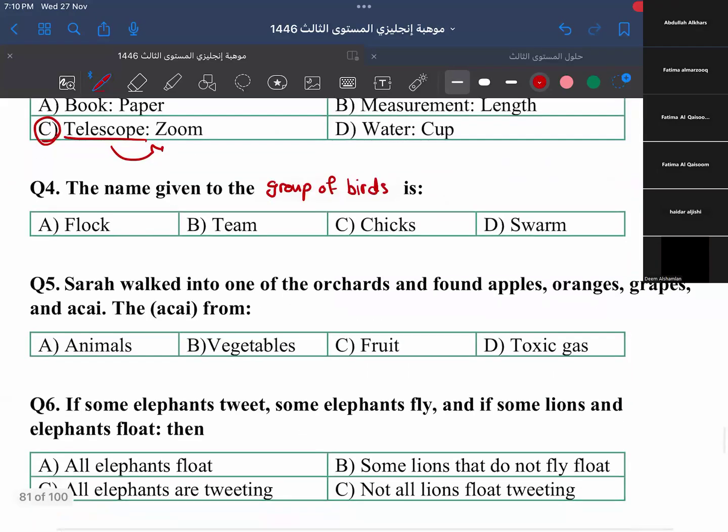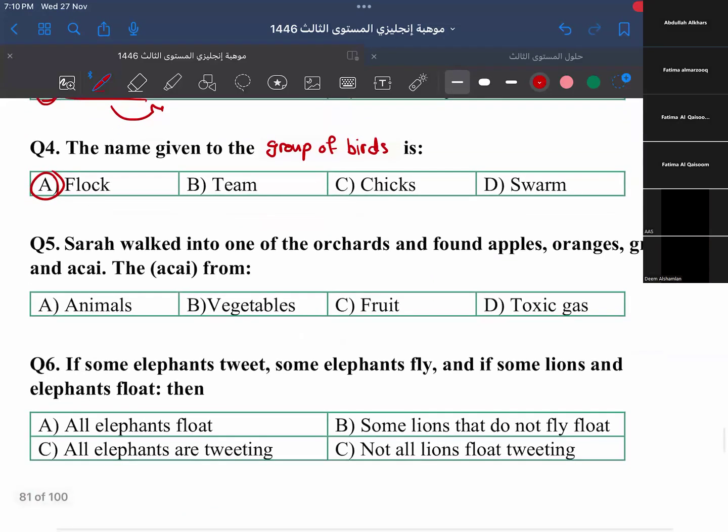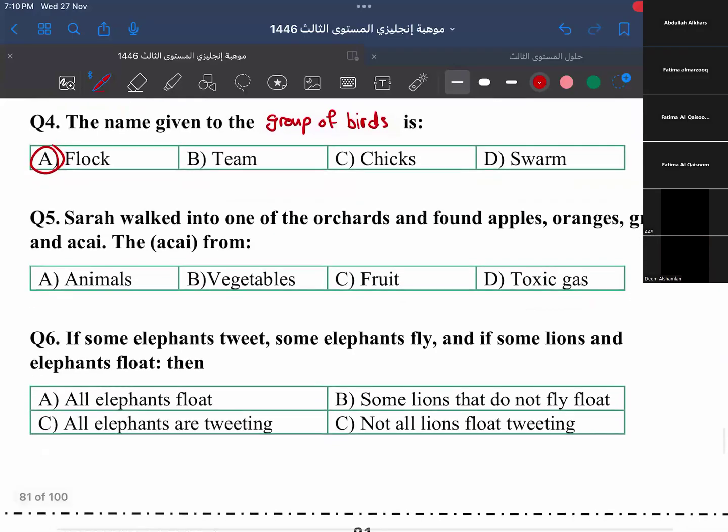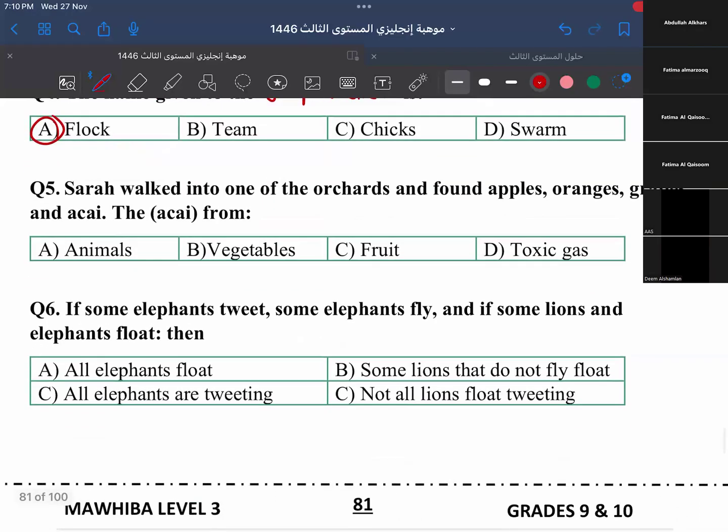The name given to the group of birds. Yes, yalla, someone other than Abdullah and Fatima. Amira, do you know the answer? Yeah, it's flock. Exactly, excellent. So a flock of birds, they call it. Okay, yalla, now next question. Question 5. Anyone who wants to read the question? Ammar, do you want to try and answer the question?